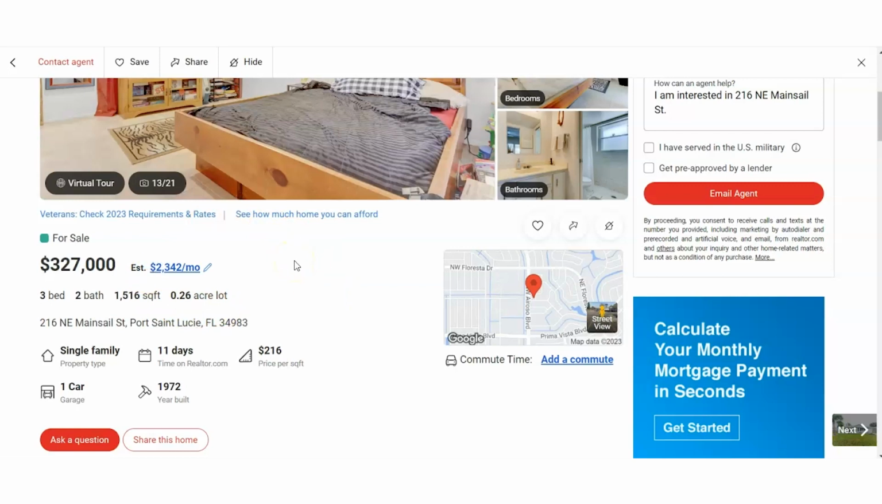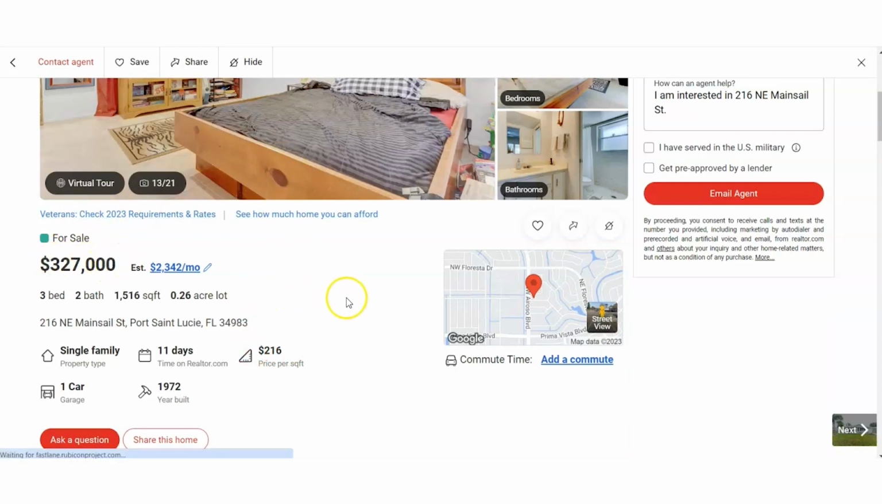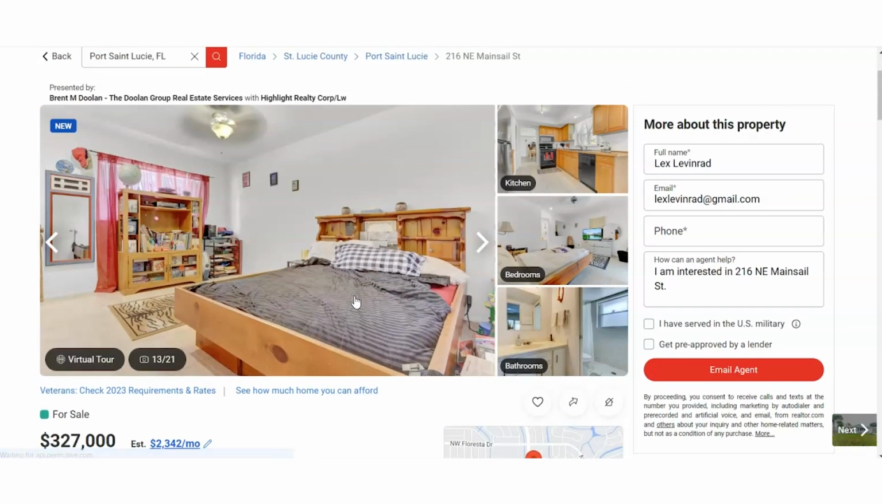So for an Airbnb, this could work quite nicely if I could get $250 or $300 a night. And this would be a retail play, right? So your goal here would be to make an offer and try and see if you could get them down to 320 or to 310 or to a number that would make sense for you, all right?